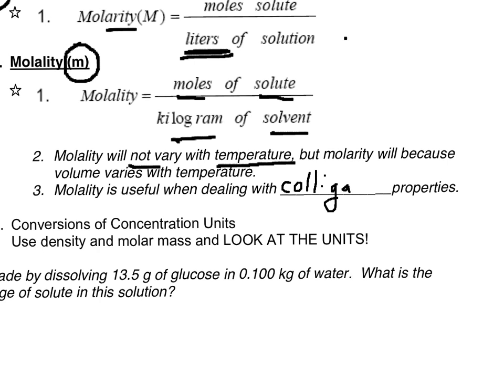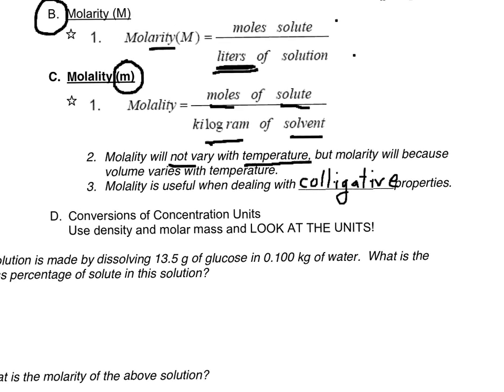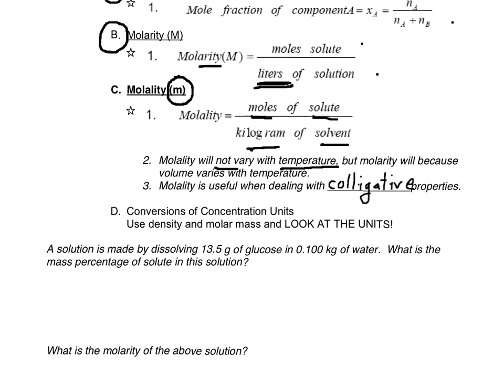Colligative properties are what we're going to look at in the next section. And what colligative properties are is they are things about solutions that change whenever you put a solute into them. And that's things like freezing point and melting point and some others that we'll talk about here in a little bit. Alright, so let's look at some examples of some of these things.